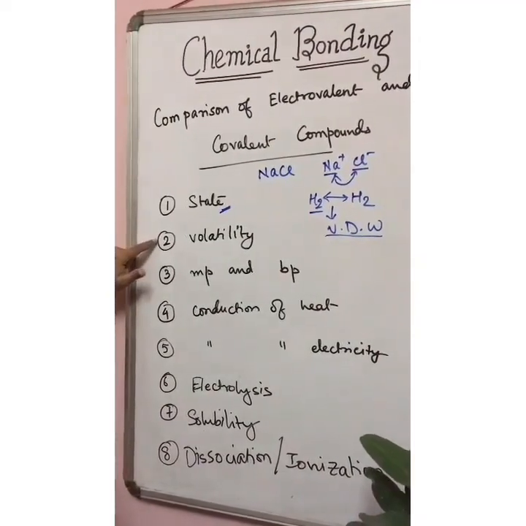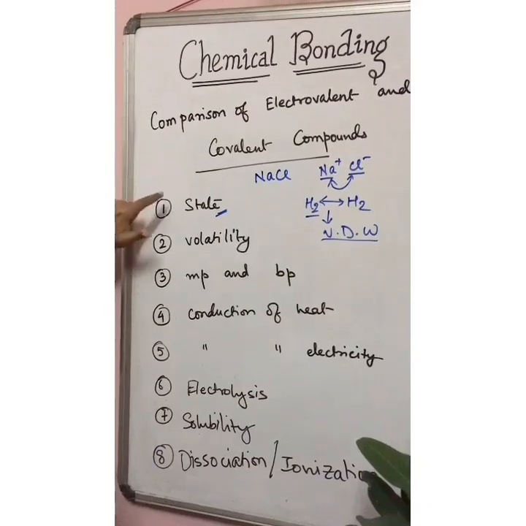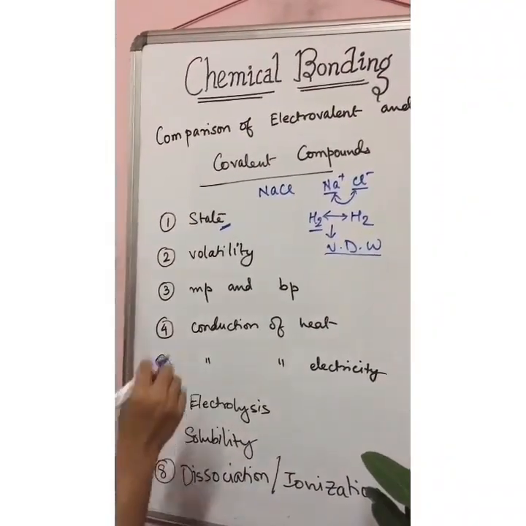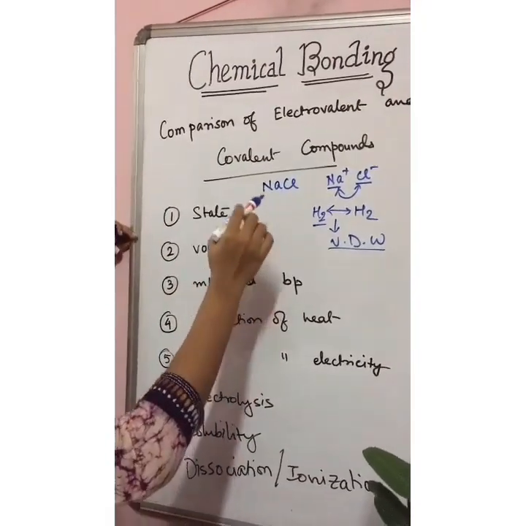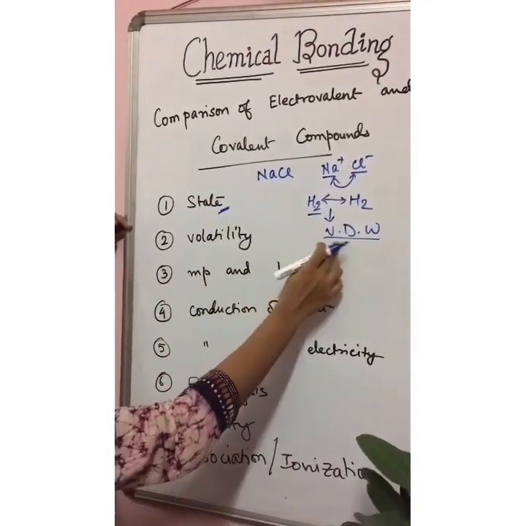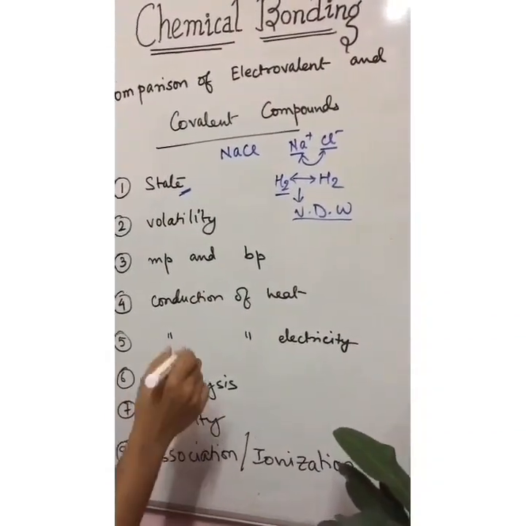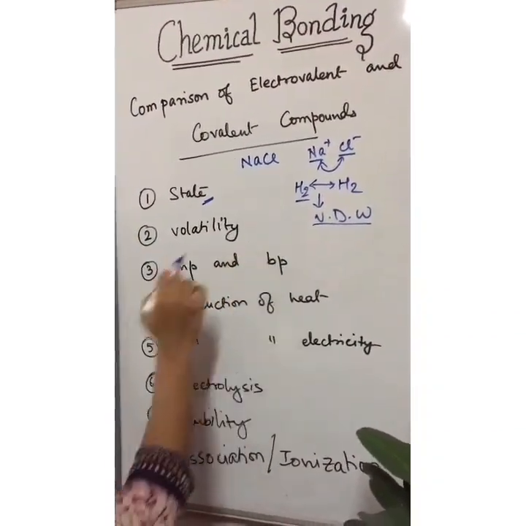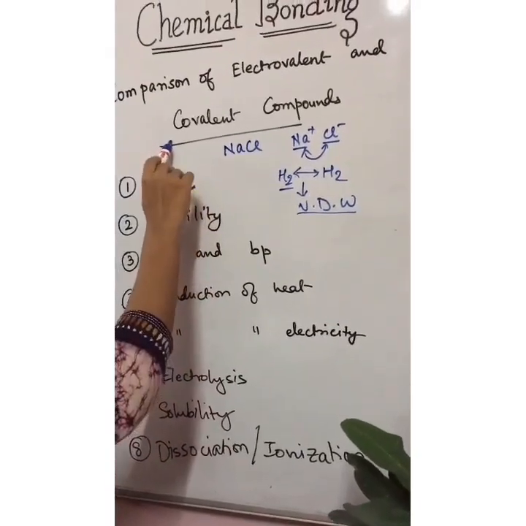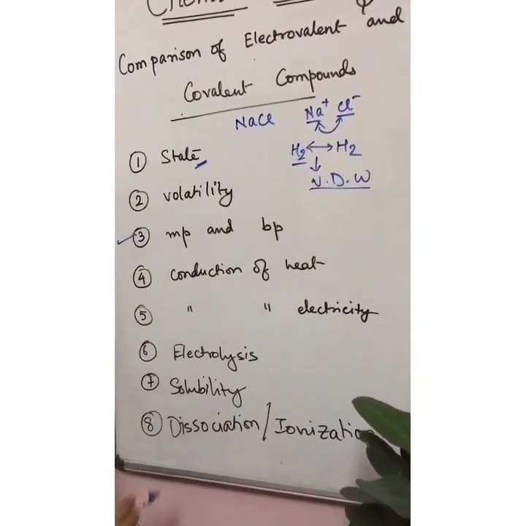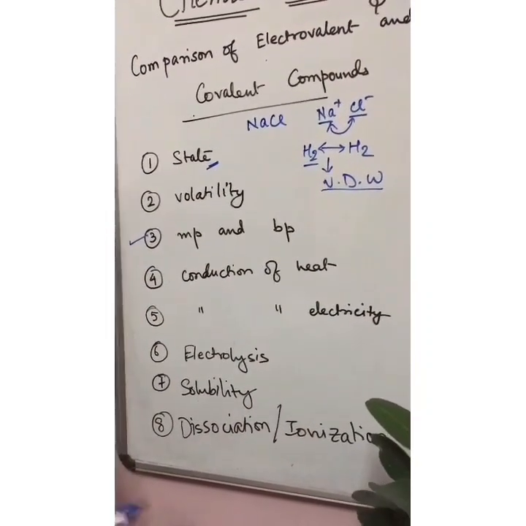Next point is volatility. Electrovalent compounds can't be volatilized easily, but in the case of covalent compounds, because of this weak van der Waals force, the force of attraction can be broken very easily on applying heat. So covalent compounds are volatile, electrovalent compounds are non-volatile.